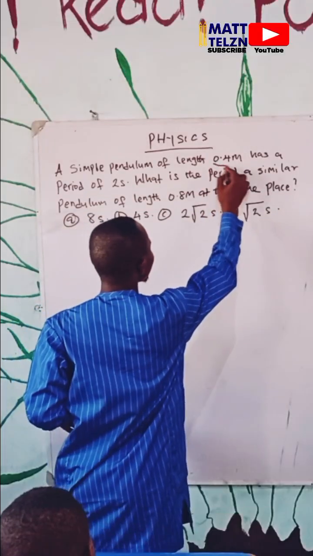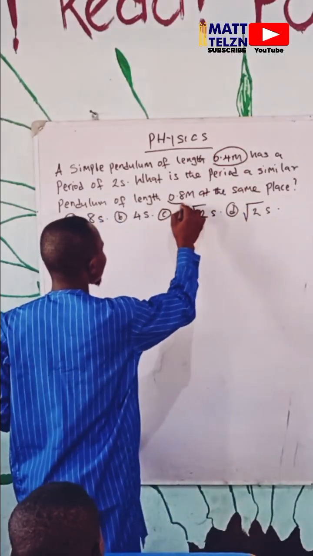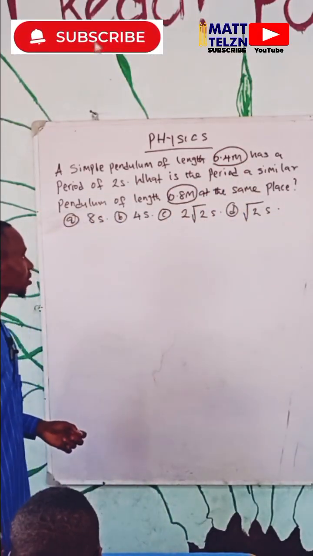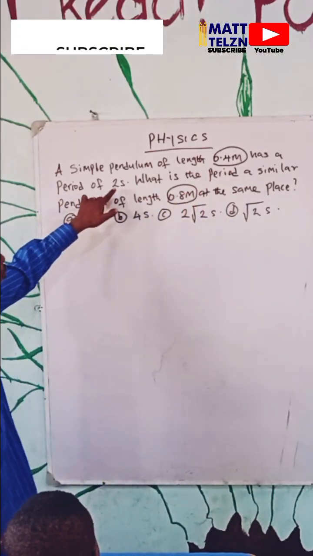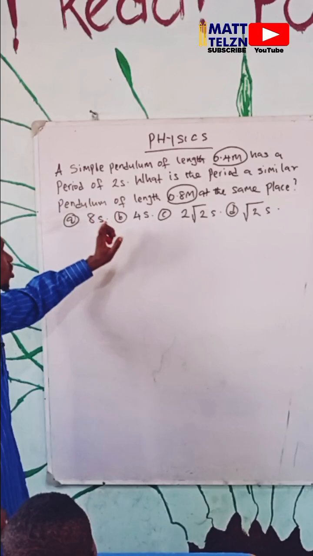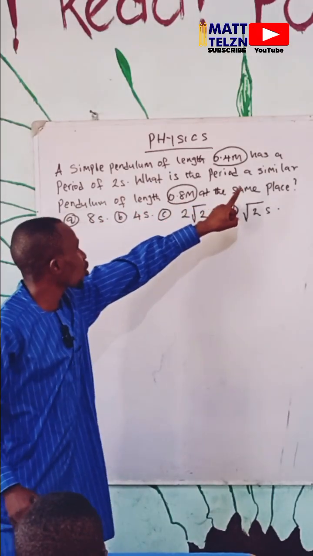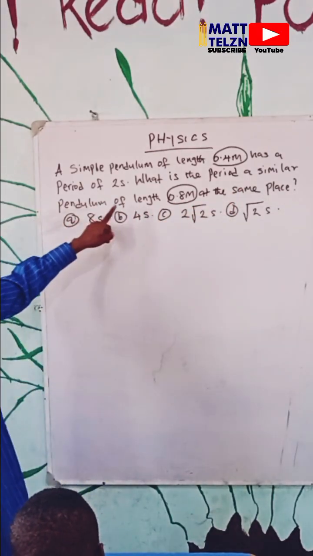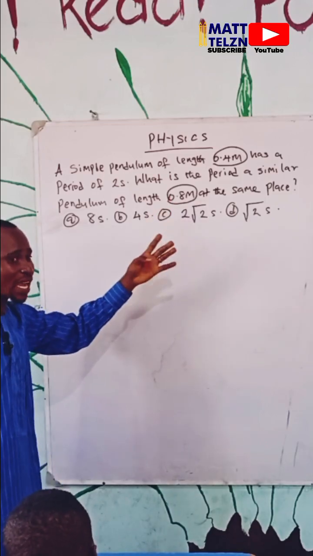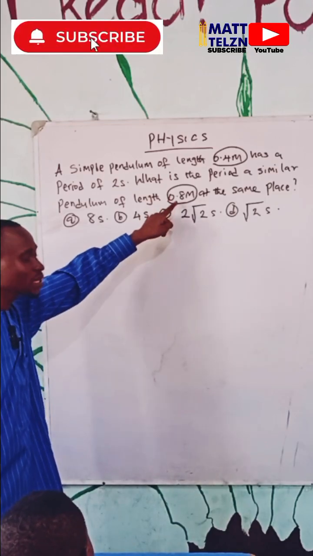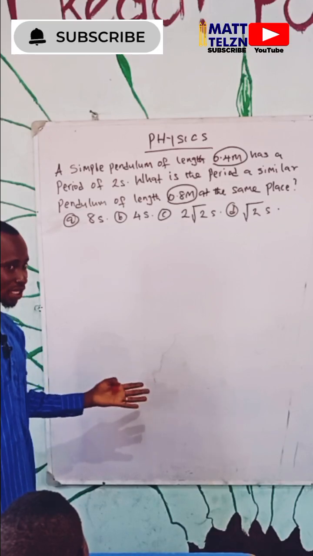This is the first length. Good. This is the second length, right? A simple pendulum of this length has a period of this. They ask us what is the period of a similar pendulum of this other length. What is the period of that pendulum having this length? Do you understand the question now?